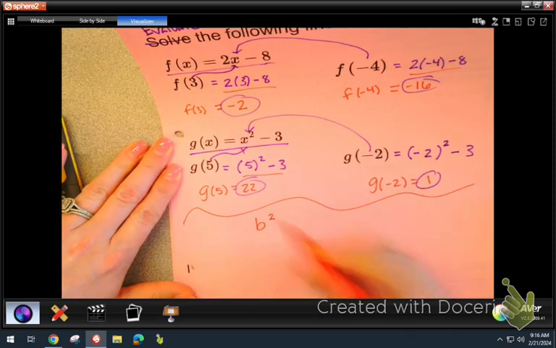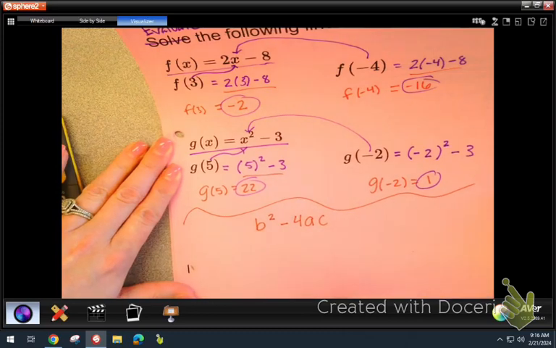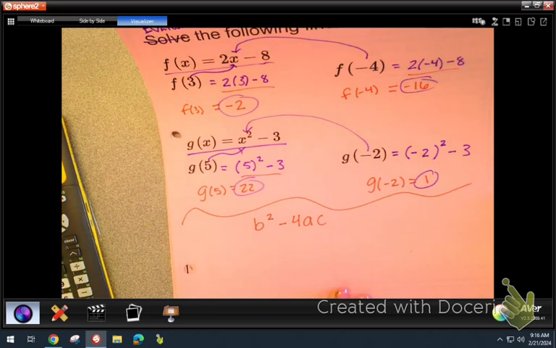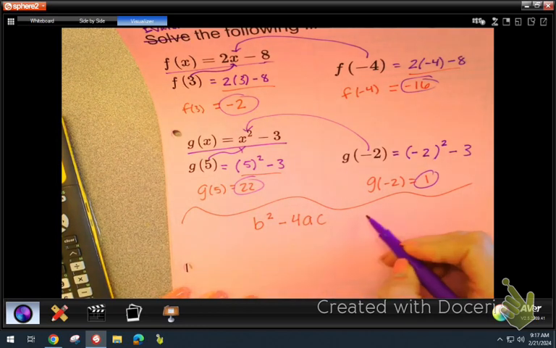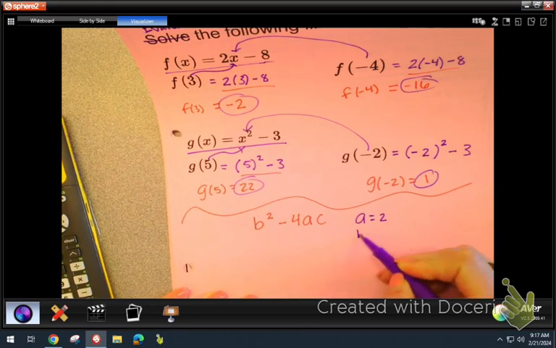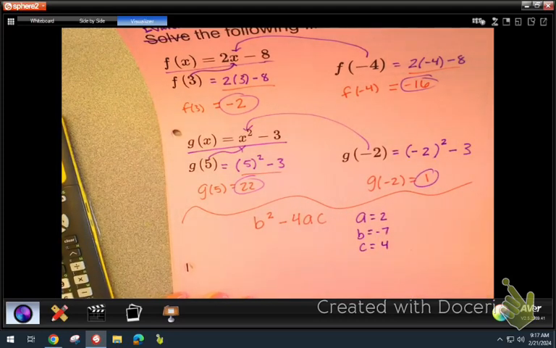B squared minus 4AC. Write that down, okay? This is one little part of the crazy formula that we're going to look at today. And I think it's easier to do this part to the side. Now, I want you to write this to the side. A equals 2. B equals -7. C equals 4.